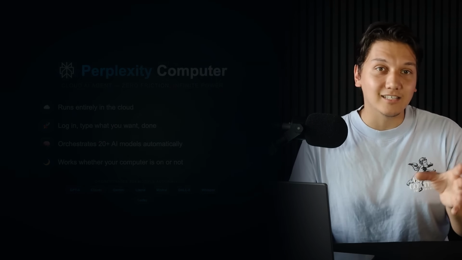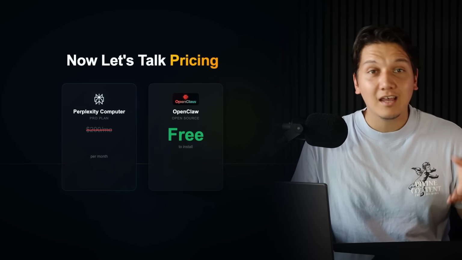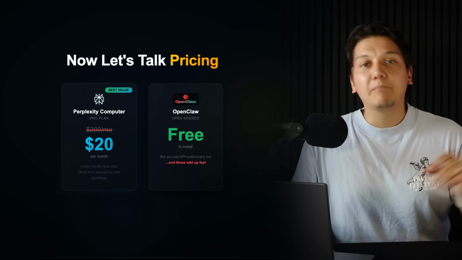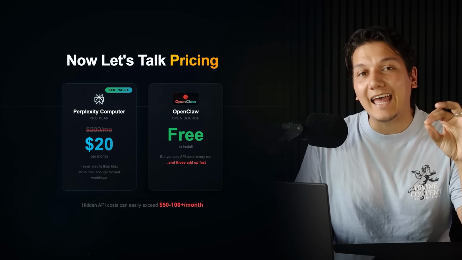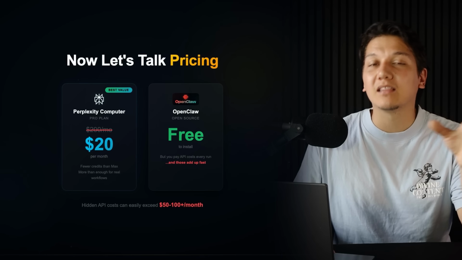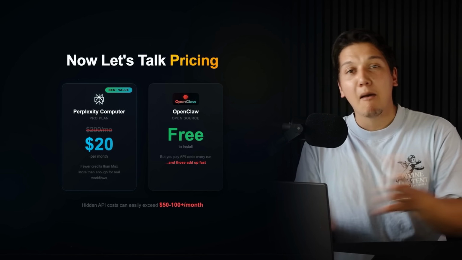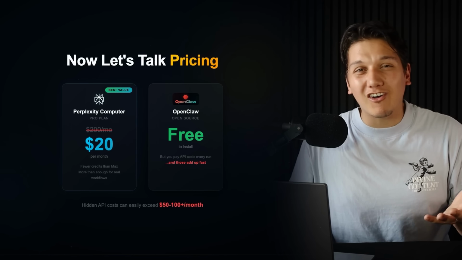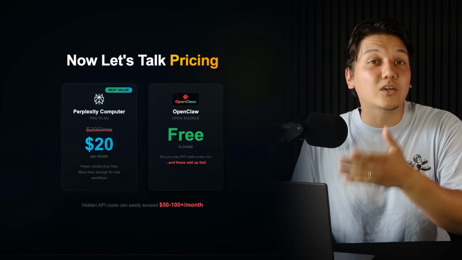Now, when it comes to pricing, a lot of people online say that it costs about $200 a month. That's the max plan. But Perplexity Computer is now on the Pro plan at just $20 a month. And there are fewer credits, but there's more than enough to build real workflows. Openclaw is free, but you're paying API costs every time it runs, and those add up pretty quickly.